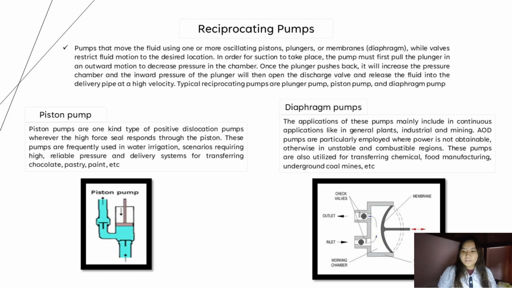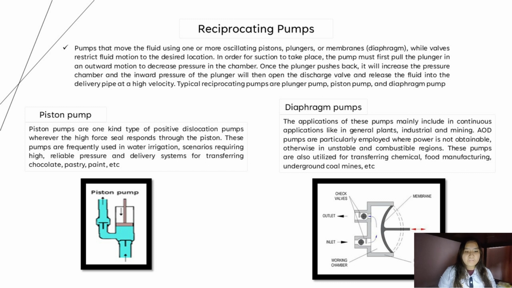Okay. For the next pump, we have the piston pump. The piston pumps are the kind of positive displacement pumps wherever the high force seal responds to the piston. These pumps are frequently used in motor irrigation, scenarios requiring high reliable pressure, and delivery systems for transferring chocolate, pastry, paint, and etc. The last is we have diaphragm pumps.